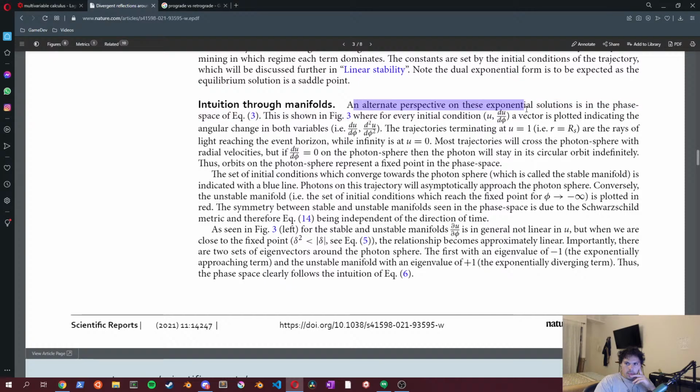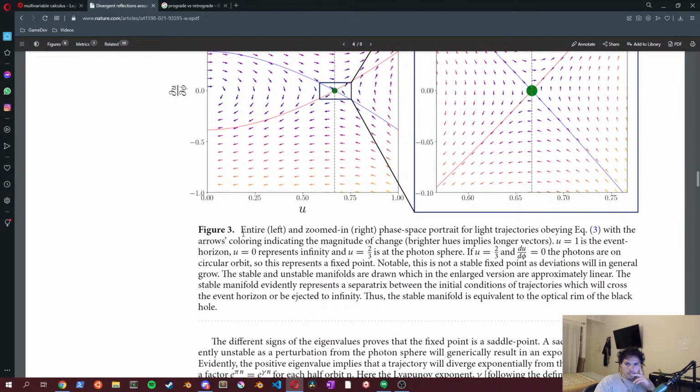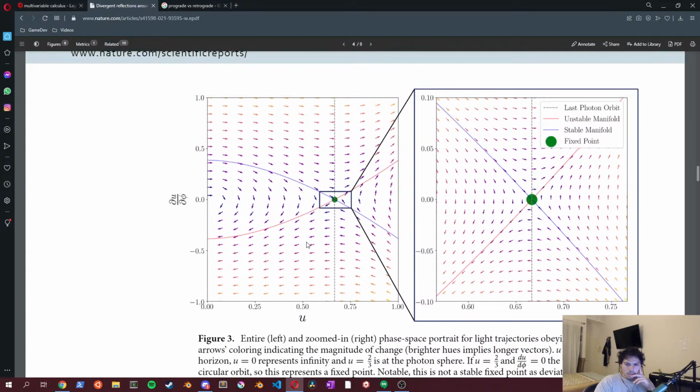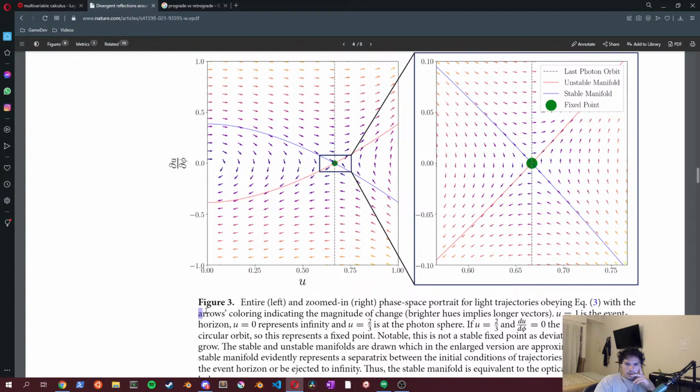An alternative perspective on these exponential solutions is in the phase space of equation 3. This shows in figure 3, where for every initial condition, u and du dphi, a vector is plotted indicating the angular change in both variables, i.e. du dphi and d squared u dphi squared, shown in figure 3. Figure 3, entire left and zoomed in phase space for light trajectories obeying equation 3, with arrows coloring indicating the magnitude of the change.